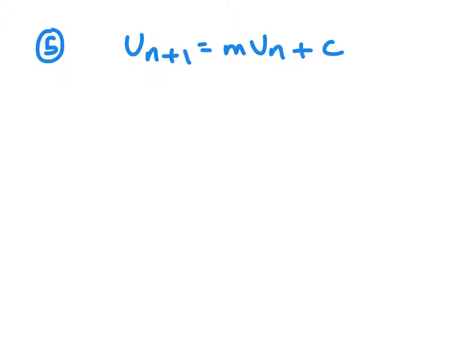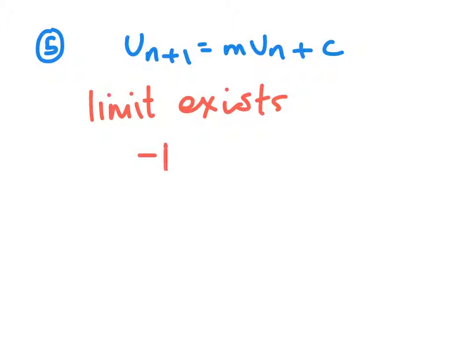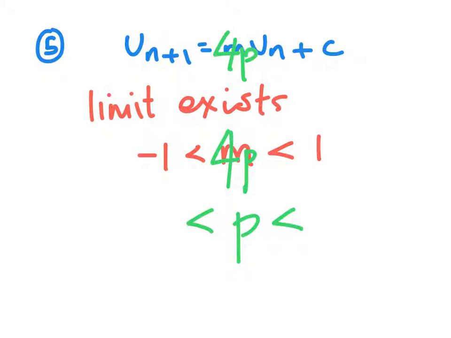Question 5, here's a recurrence relation. Now you know that the limit only exists if a certain condition is met, and that condition is that m is between -1 and +1, in other words m has to be between -1 and 1. That's for this example. The example I'm giving you has a 4p here, so you put 4p in there and then solve that inequality so you just have a p in the middle.